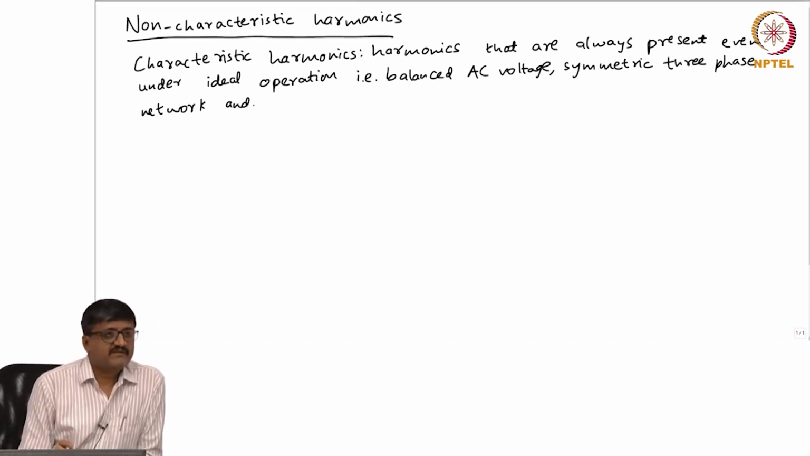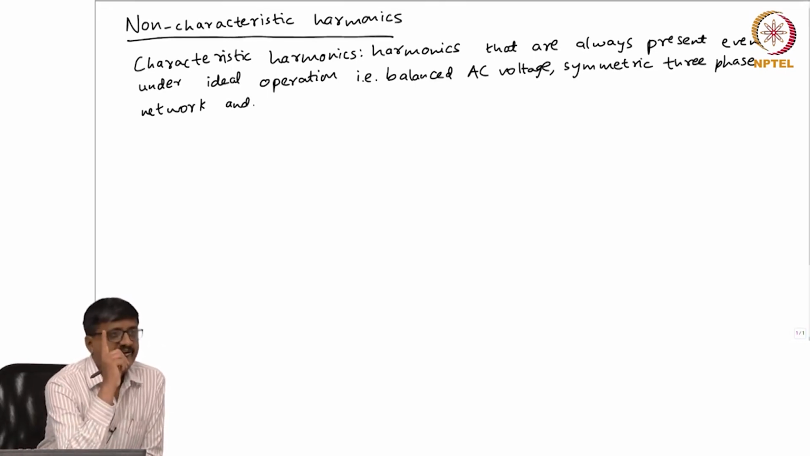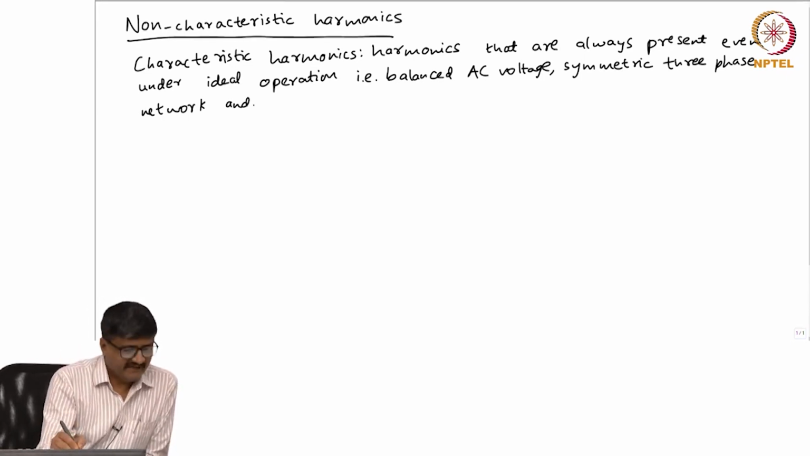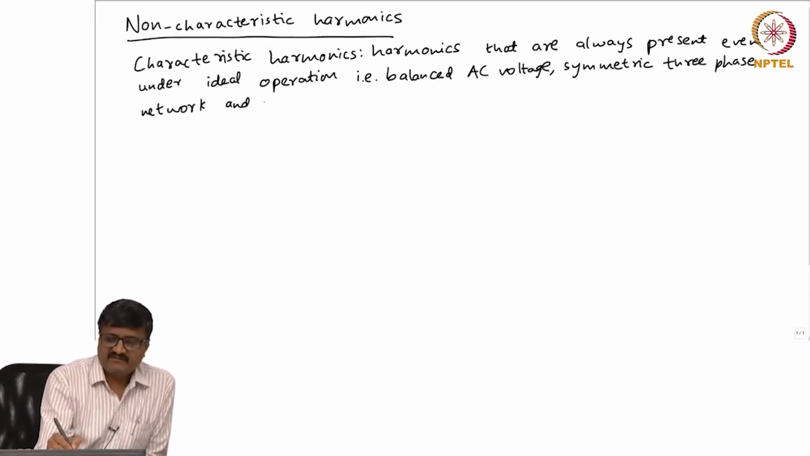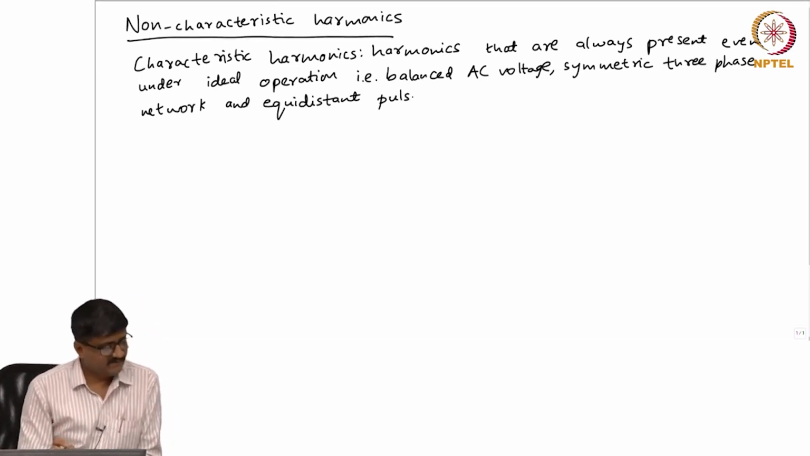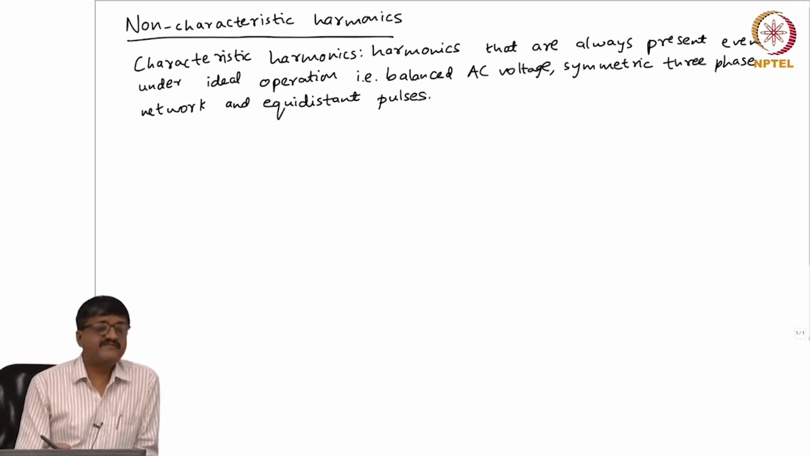That means, if I take a 6 pulse converter, if I give a gate pulse at some instant, exactly after 60 degrees, I have to give one more gate pulse to the next thyristor. Similarly, after 60 degrees, I have to give the next gate pulse. So, the distance between any two consecutive gate pulses should be the same. So, we say equidistant pulses. This is the definition of characteristic harmonics.